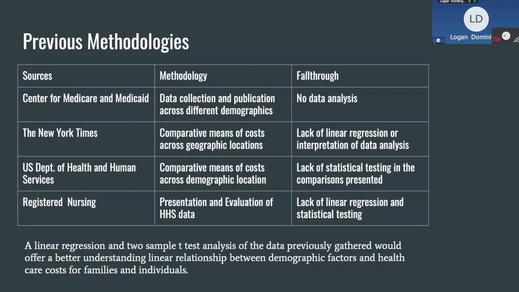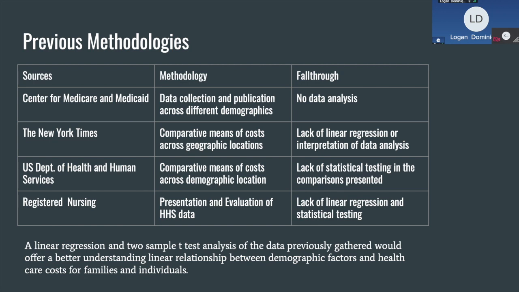So the Center for Medicare and Medicaid provide the healthcare cost differences by geographical locations, and they did this by collecting data and publications across different demographics. However, they provided no data analysis. The New York Times did a comparative mean of costs across geographic locations, where they also lacked linear regression or interpretation of the data analysis. And the U.S. Department of Health and Human Services did a comparative mean of costs across demographic location by age, but they also lacked the statistical testing in the comparisons presented.